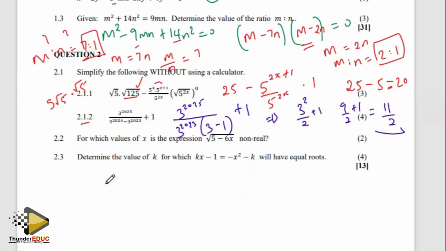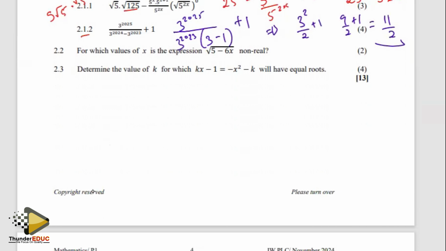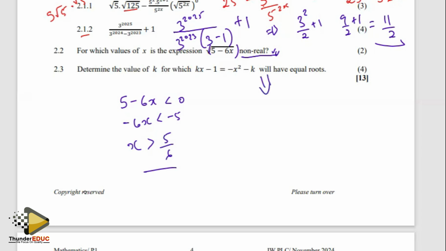Then 2.2. For which values of x is the expression non-real? So an expression can be non-real for as long as whatever is inside of the root sign is negative. So 5 minus 6x should be less than 0. Then now we can move the 5 that side. So negative 6x is less than negative 5. Divide both sides by negative 6, which means x must be greater than 5 over 6. And then 2.3.